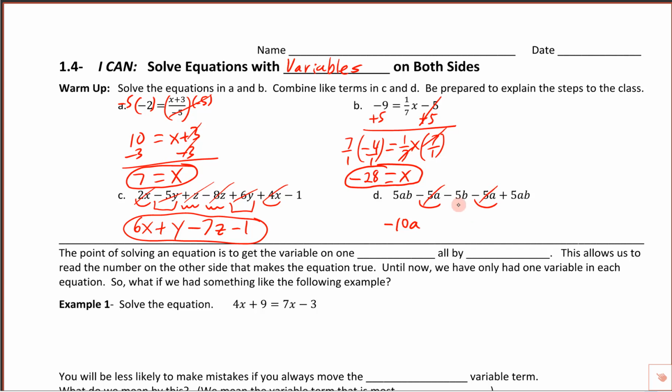We've got this one right here that just has a b. Remember, in order to be like terms, they have to have all of the same variables. This one just has a b, so we can't combine it with those other guys right there. So that's going to be a -5b. So we're done with that one.